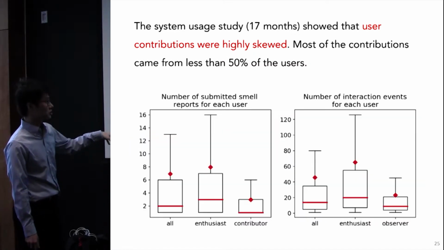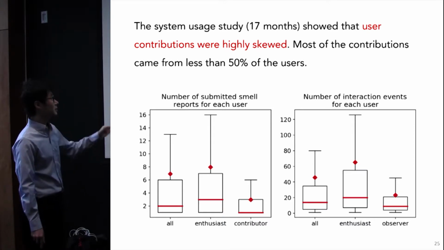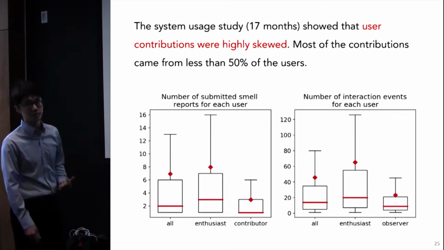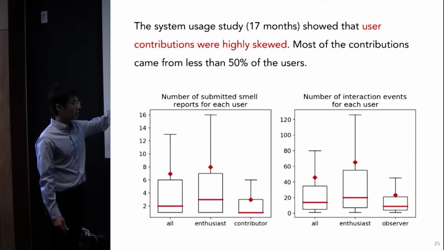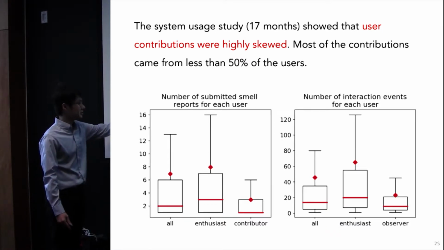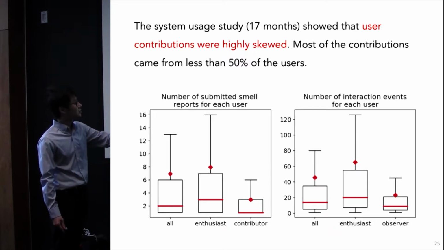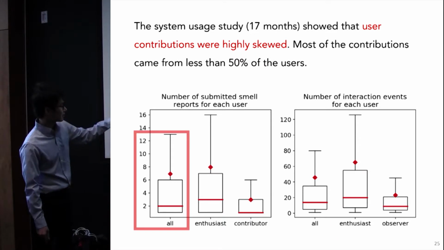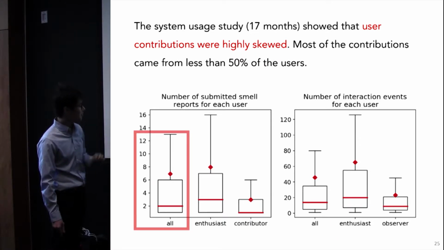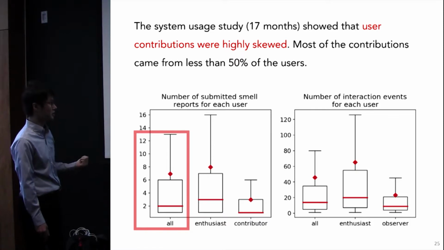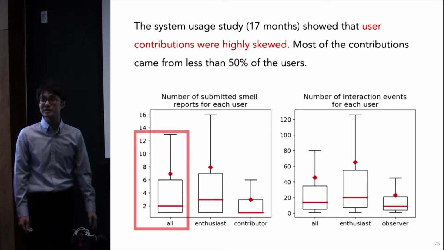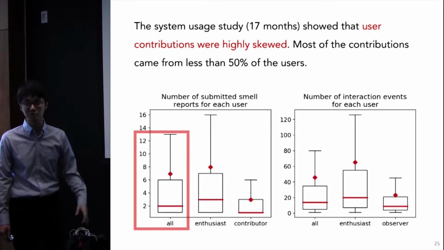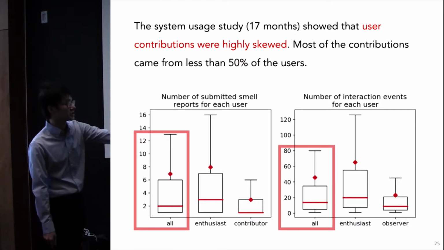Another one is if you look at the distribution. So this is a box plot. I computed the number of smell reports submitted by each user and plotted it here. You can see a lot of them are skewed toward the zero side. This red bar means the median. Median is 50%, so it's about half of the people. 50% of them submit less than 3 reports. That means a small number of users contribute a lot of data. This is actually a pattern in citizen science projects, and we also found it here. The same thing happens for the interaction events.